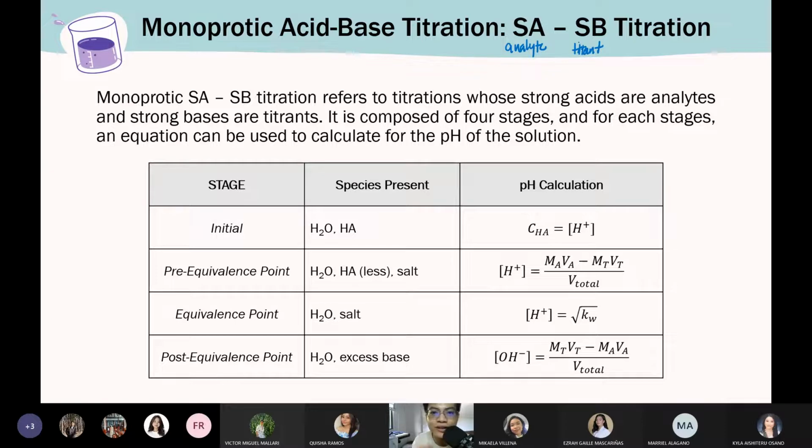Nasa PowerPoint na yung answer. Mare-reduce po kasi nagre-react sa base. Tama yan. Kasi nagdadagdag ka na ng titrant, so yung acid mo nababawasan. Therefore, the pH changes na.